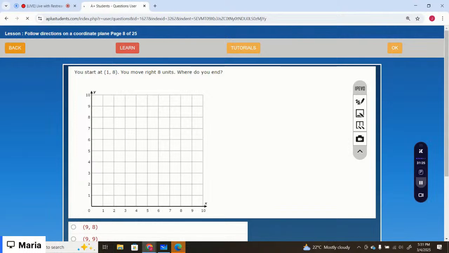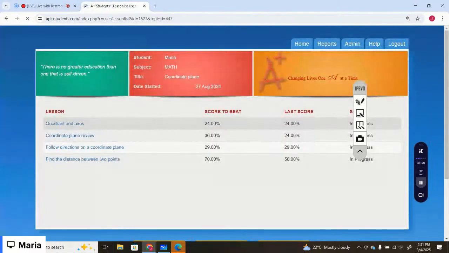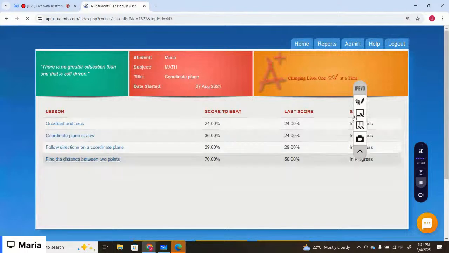Okay, you can complete the lesson by yourself. We'll just move on to the next lesson. That is find the distance between two points.